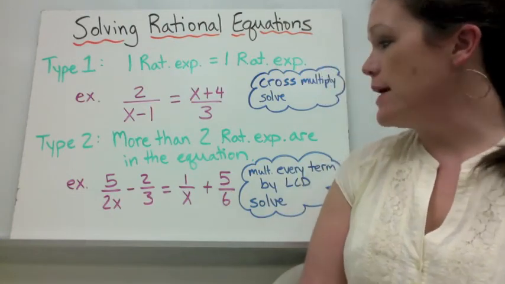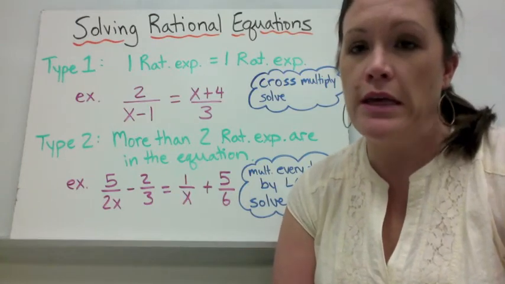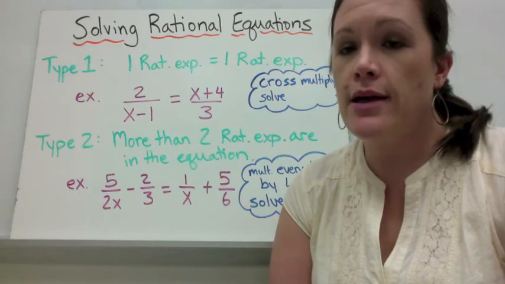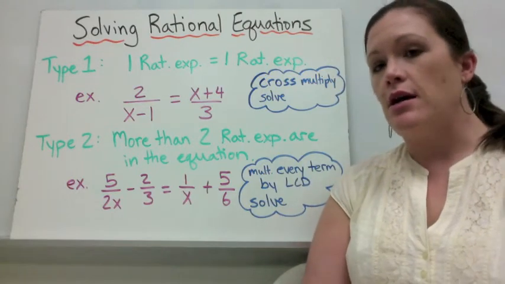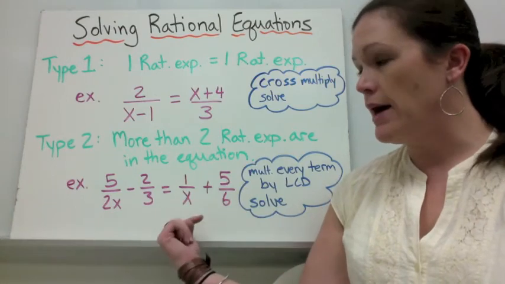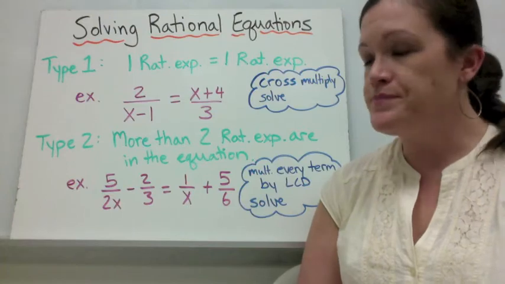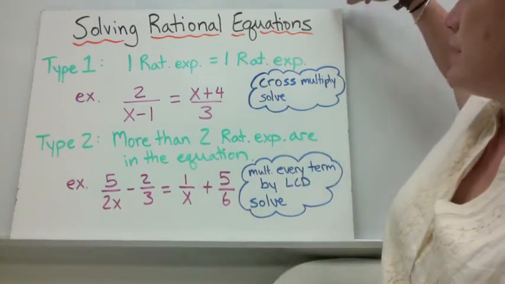On the second type, you might have more than two rational expressions within the equation, and in that case, you have to find the least common denominator and then multiply every term in the equation by the least common denominator and then solve the equation you have left. So let's check out some examples.